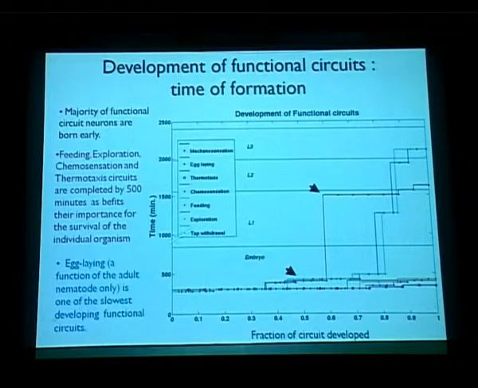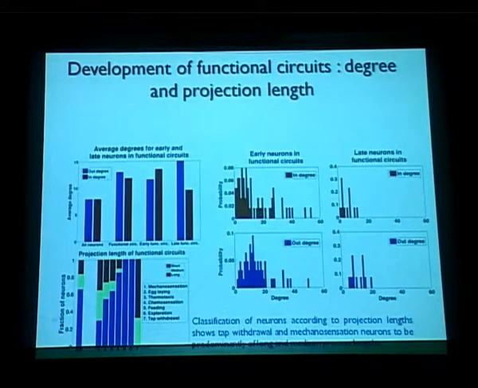And if you look at the egg-laying circuit, which is of course a function of the adult organism only, it's one of the slowest developing circuits, as you can see here. It develops only at the fag end of L1 stage. So that's expected in the biological sense. It really makes sense. The next thing we looked at is the degree and projection length. So by degree we mean the number of connections received and sent out by the neuron.